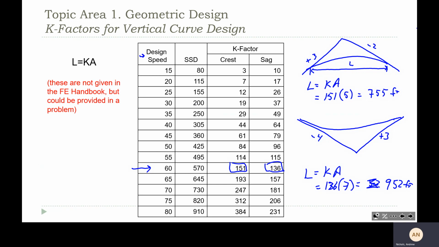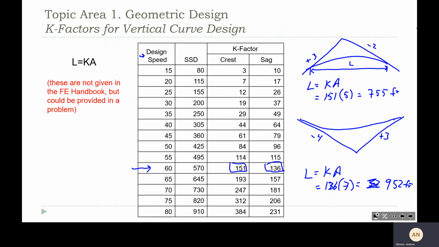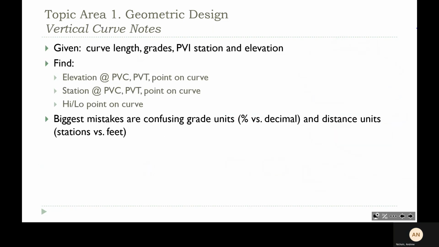So just realize that if they gave you a K factor, this equation down here on the bottom, it's shown as K equals L over A, but you could rearrange it to solve for the curve length if they give you that K factor. Or if they gave you this table and asked you to design the curve length for a given design speed. Main thing is realizing is it crest or sag. So most of the time on these problems, they'll give you a curve length. They'll give you the grades, they'll give you the station and elevation of the PVI, and then they'll ask you to find some other piece of information.